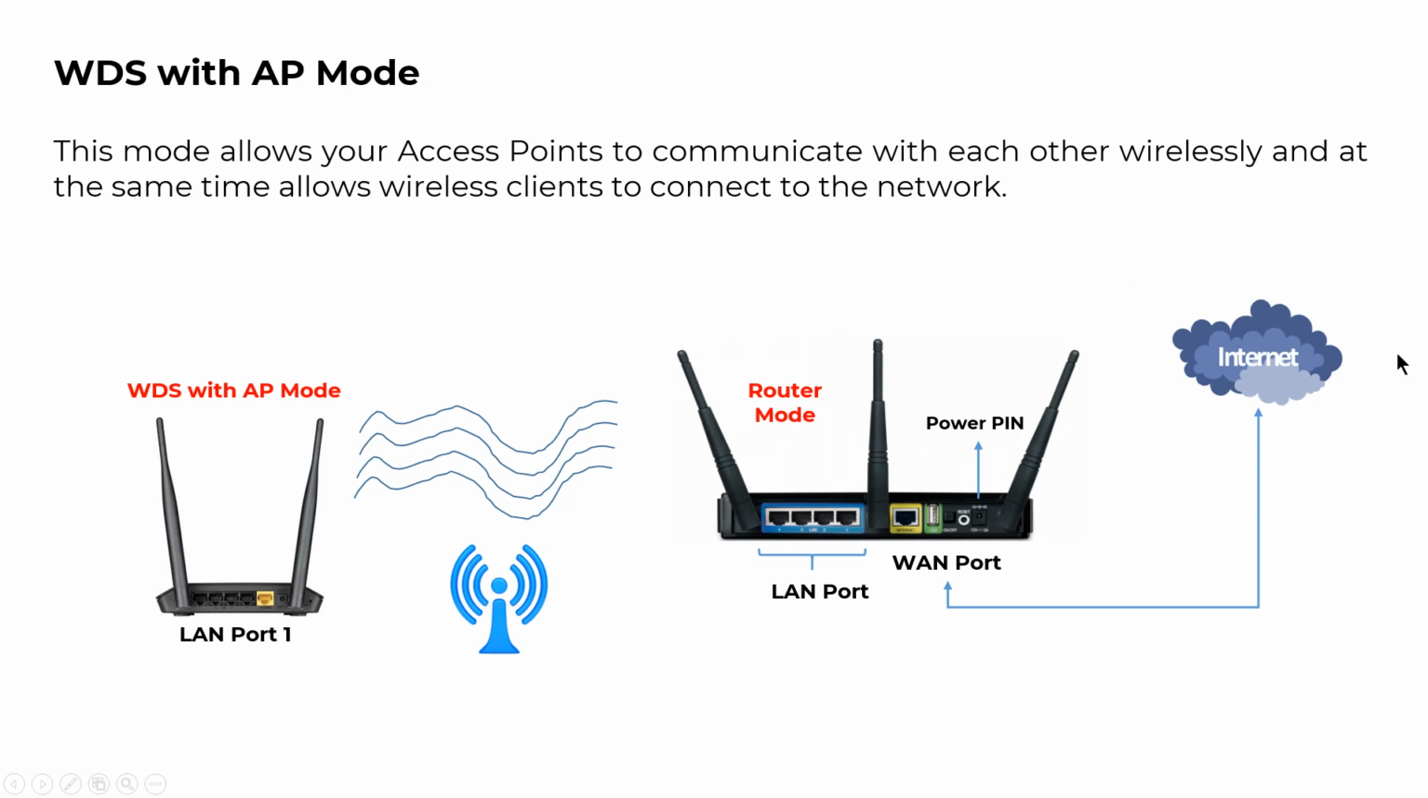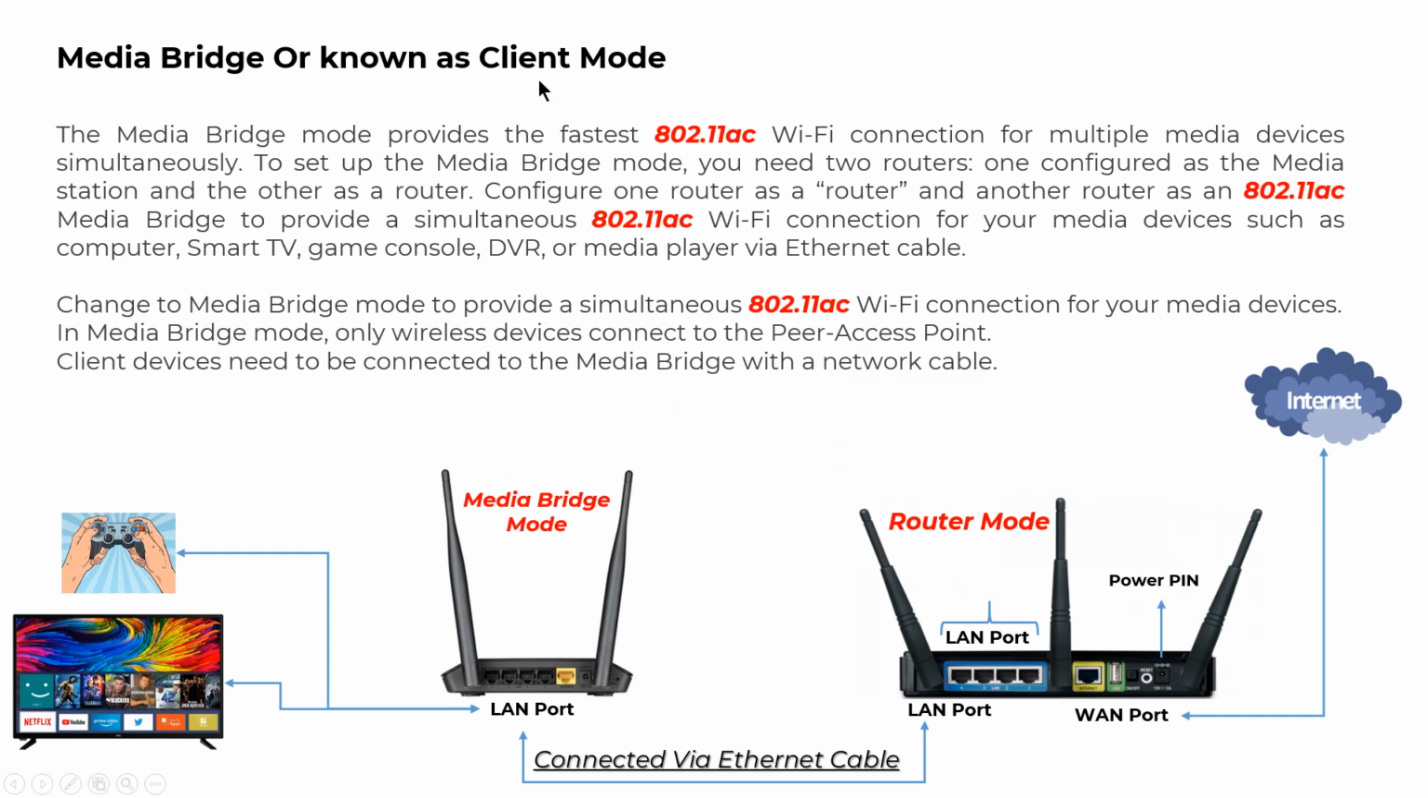Let's move to the media bridge, which is known as client mode. The media bridge mode provides the fastest 802.11 AC Wi-Fi connection for multiple media devices. To set up the media bridge mode, you need two routers, one configured as a media bridge and the other as a router. The media bridge provides simultaneous 802.11 AC Wi-Fi connection for your media devices such as computer, smart TV, game console, DVR, etc.